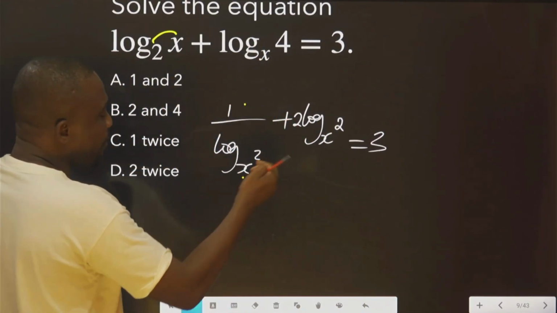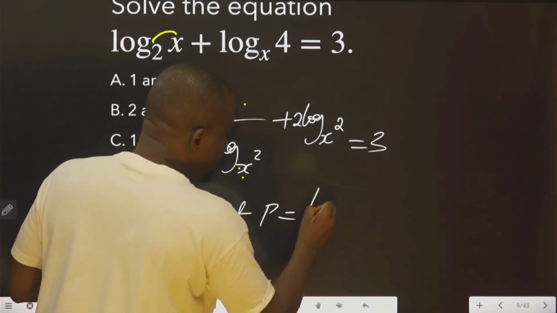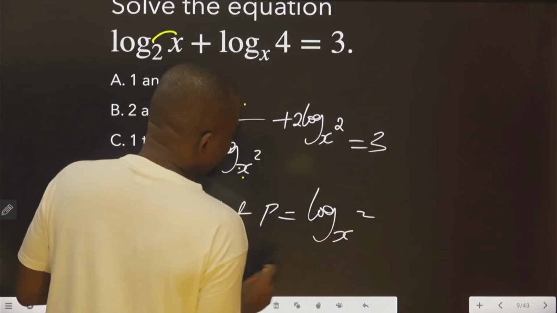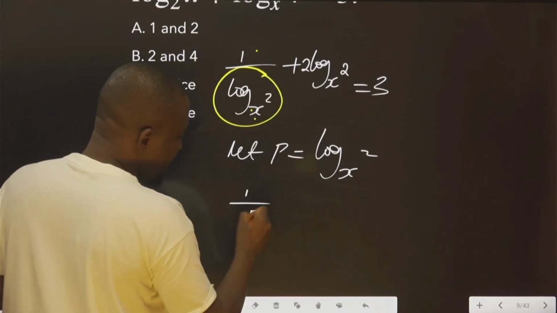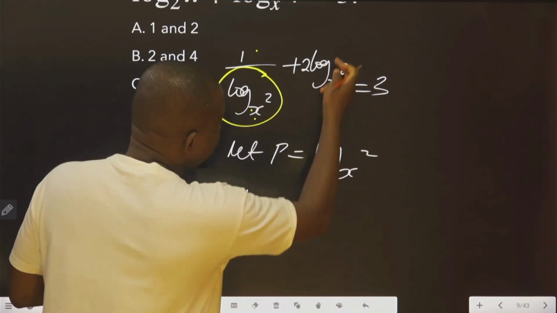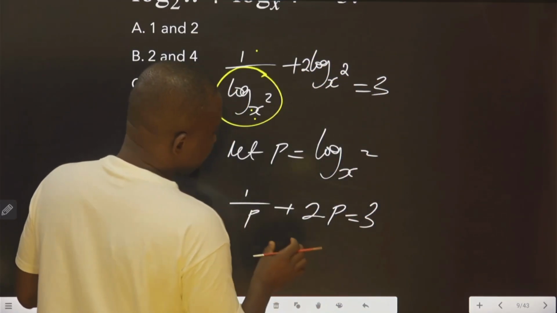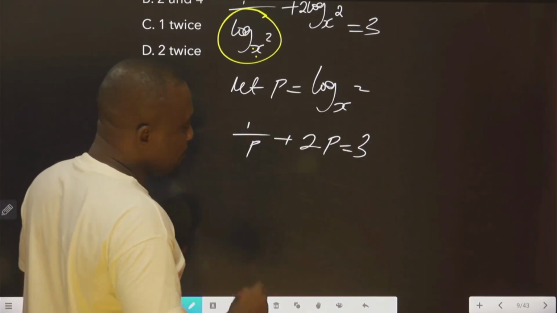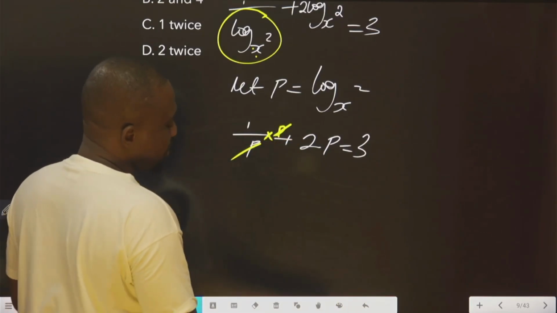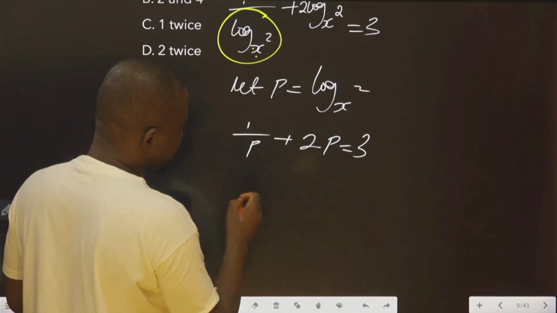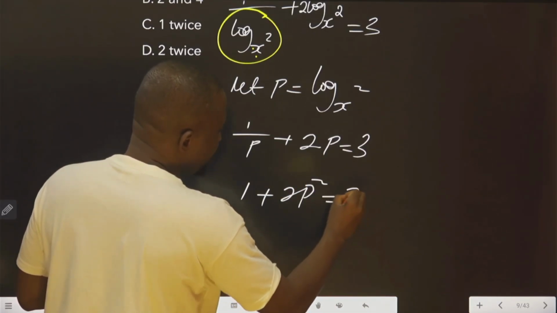Now all we need to do, because this and this, they are similar, we say let p be equals to log to the base of x, 2. Then I will replace this, say 1 over this becomes p. 2, this is also p. So I put p here equals to this 3. So now I will multiply throughout by p to remove this denominator. This multiplied by p, p will cancel p, okay? To have 1. This is 2p squared equals to 3p.